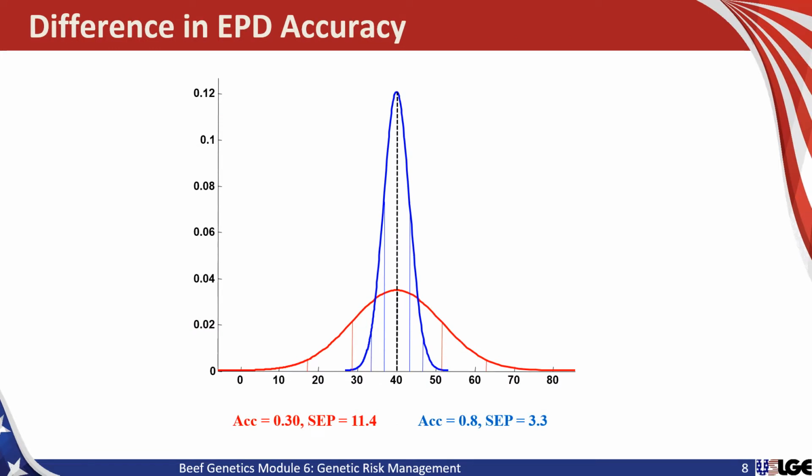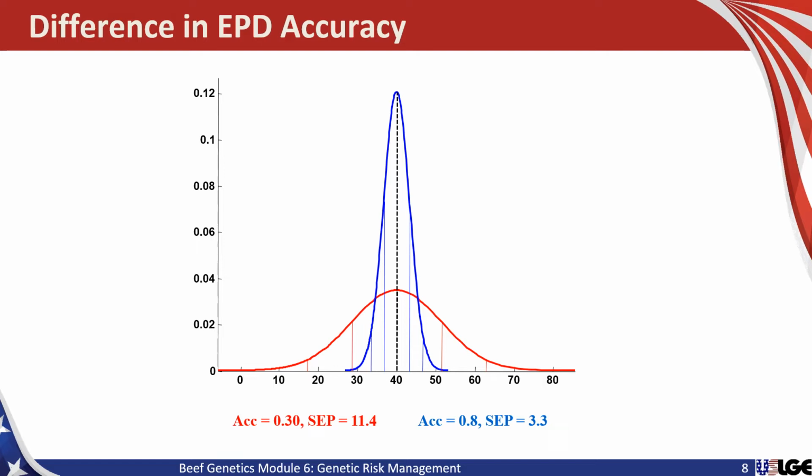So what do differing accuracies look like and mean practically? Well, here are 2 bulls that both have the same EPD. Let's say it's weaning weight, and they have an EPD of 40. There's a bull in blue and a bull in red. These bulls have differing accuracy levels.